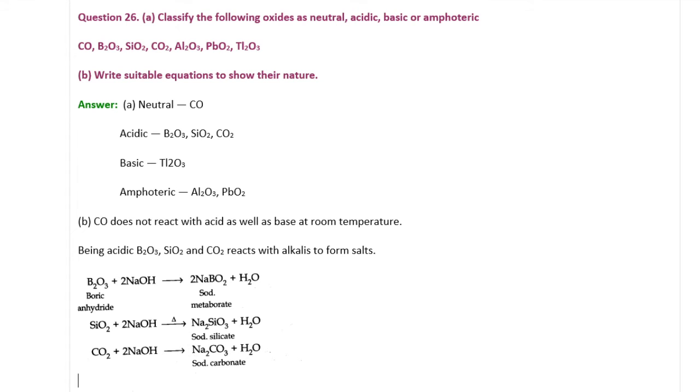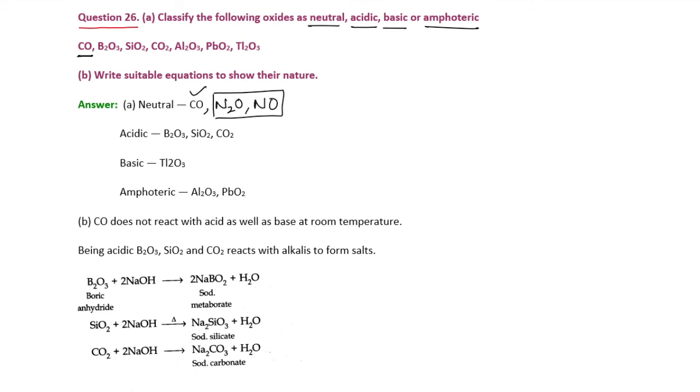Now come to question number 26. In question number 26, classify the following oxides as neutral, acidic, basic, amphoteric. See, there are only 3 neutral oxides: CO, N2O and NO. They are not given, but keep in mind there are only 3 neutral oxides in chemistry, that is CO, carbon monoxide, N2O, nitrous oxide, and NO, nitric oxide. So CO is a neutral oxide.